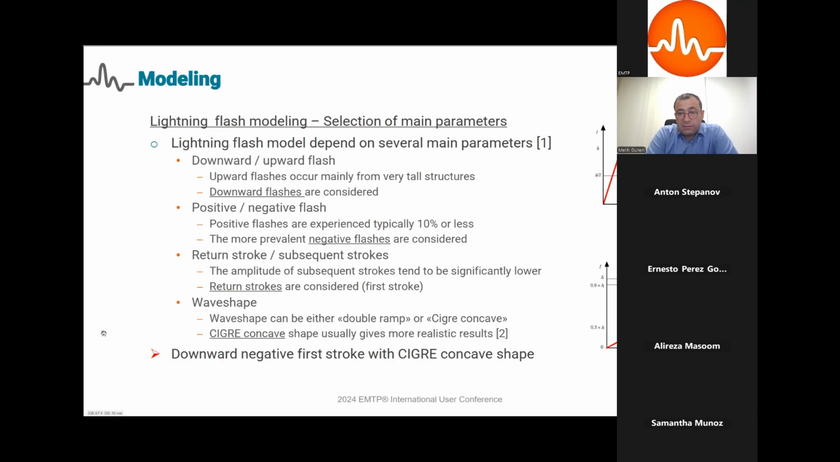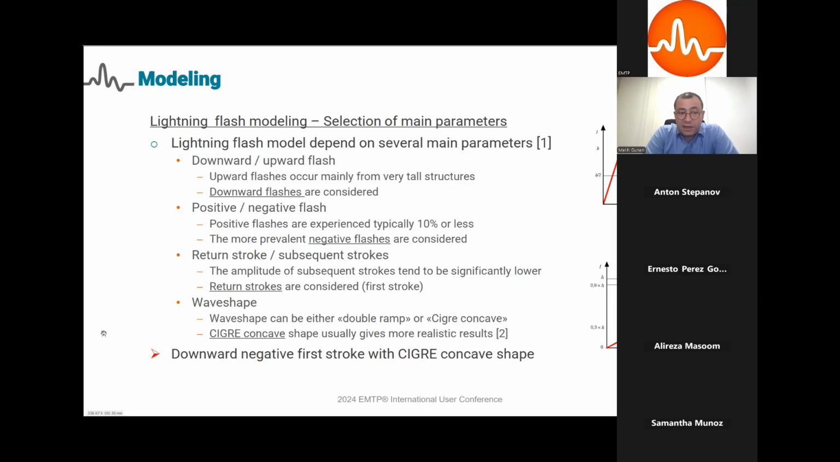I think the first step to define a wave shape is to decide which main parameters to be used in the analysis. In this selection, we have followed the recommendations provided by CIGRE. For example, in downward and upward flash, as it's well known, upward flashes occur mainly from very tall structures, much taller than transmission line towers. Therefore, only downward flashes were considered in this study.